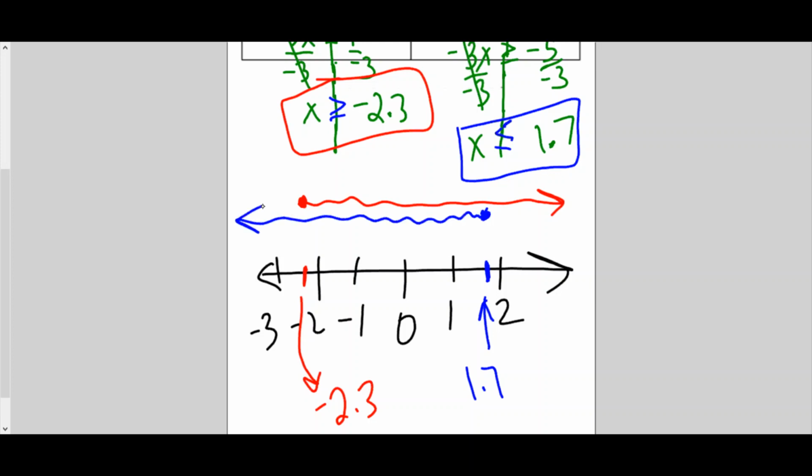Notice that if I was to take the blue line and put it on top of the red line, they overlap. So their overlap is the solution region. Their overlap is in between negative 2.3 and 1.7. This is your solution region, what I'm highlighting in purple. So your solution region is this.